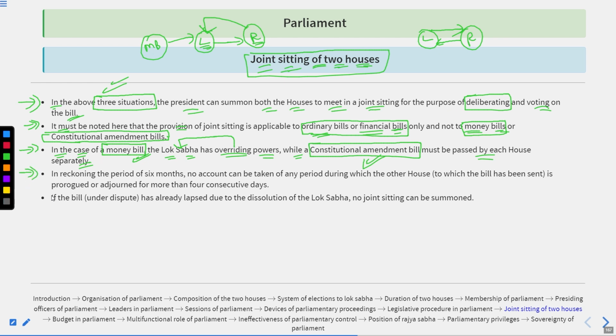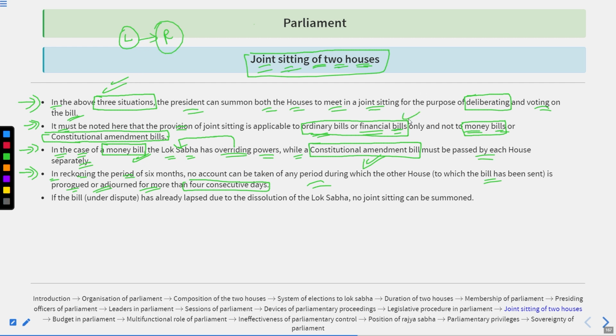Alright. Thereafter, in reckoning the period of 6 months, no account can be taken of any period during which the other house to which the bill has been sent is prorogued or adjourned for more than 4 consecutive days. So we can say, suppose this is the condition. The bill was presented in Lok Sabha, sent to the Rajya Sabha, and now we are talking about only the ordinary or the financial bills. Then we know the tenure of 6 months would start. Within this 6 months, the Rajya Sabha has to pass the bill, introduce the amendments, or reject the bill.